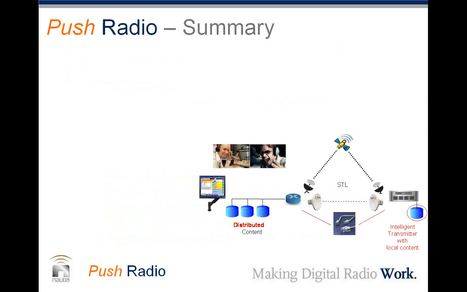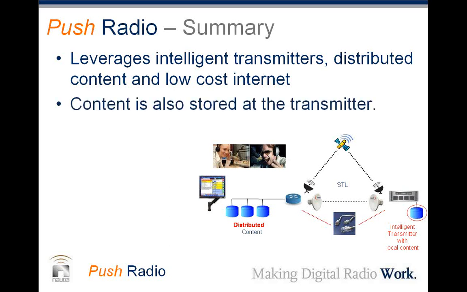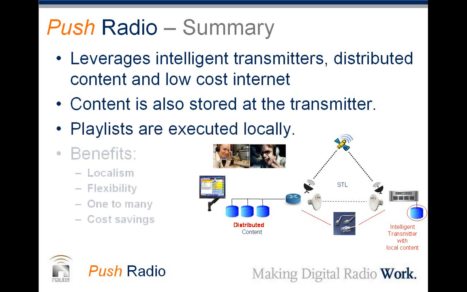So as a summary, the push radio technology that we've developed leverages the intelligent transmitters, distributed content, and the low-cost internet technologies, and makes possible the ability to store the content in the transmitter and execute the playlist locally at the stations, which then benefits in terms of improving localism, improving the flexibility for the station, the reliability of the station, makes possible very cost-effective one-to-many types of large networks, and can also make tremendous savings for the radio station.